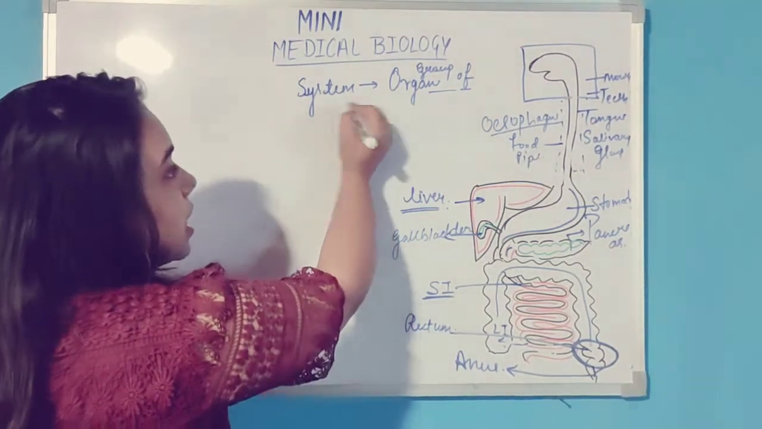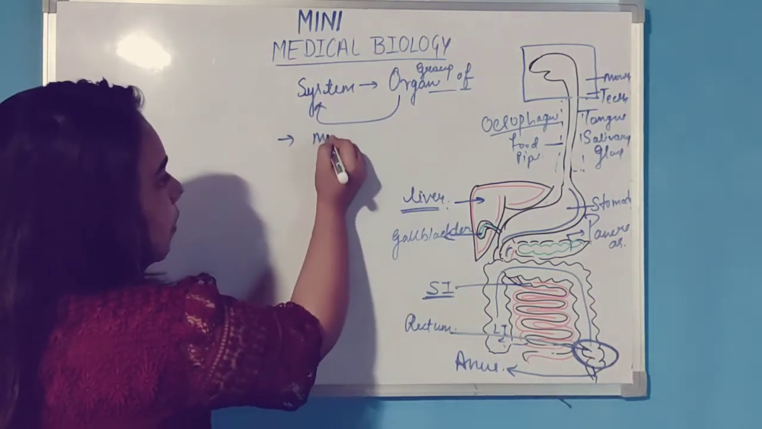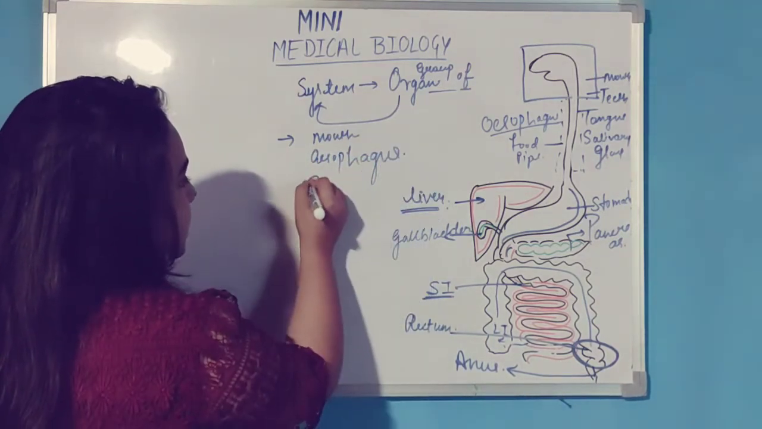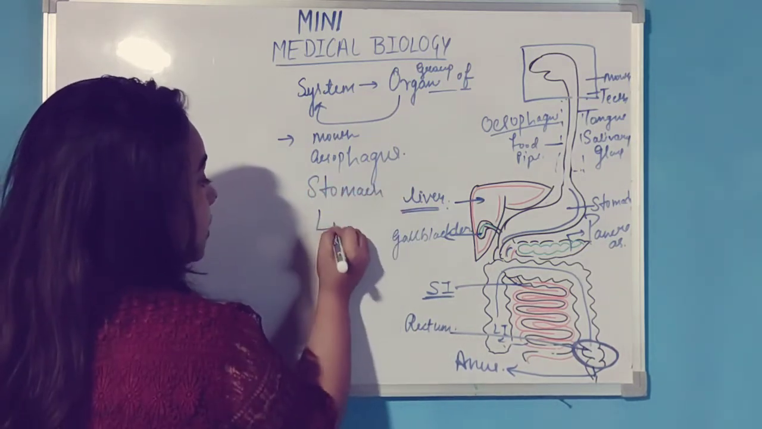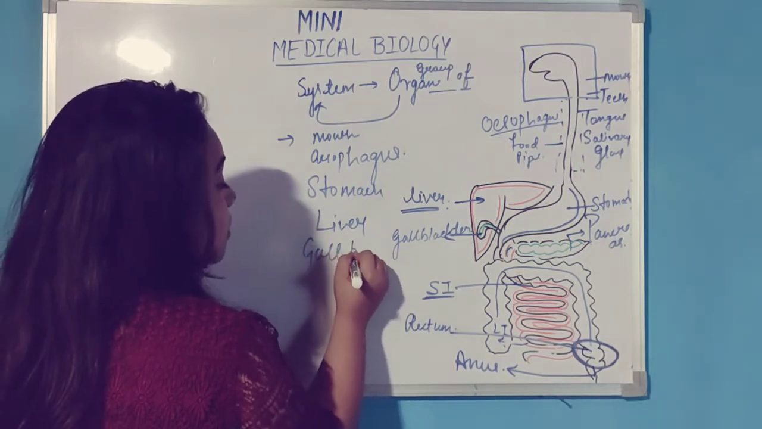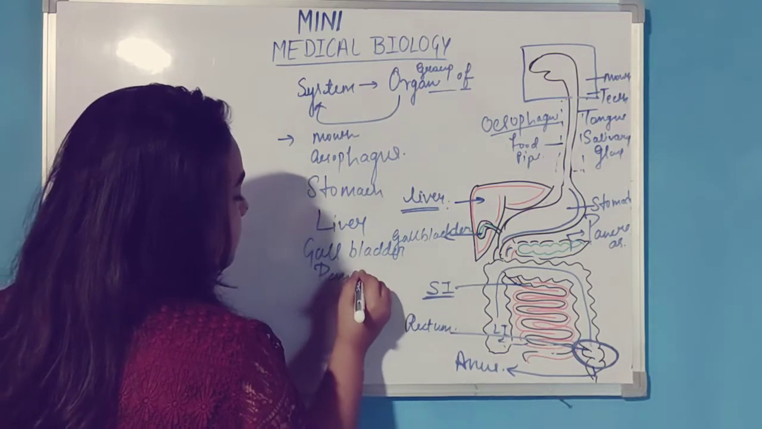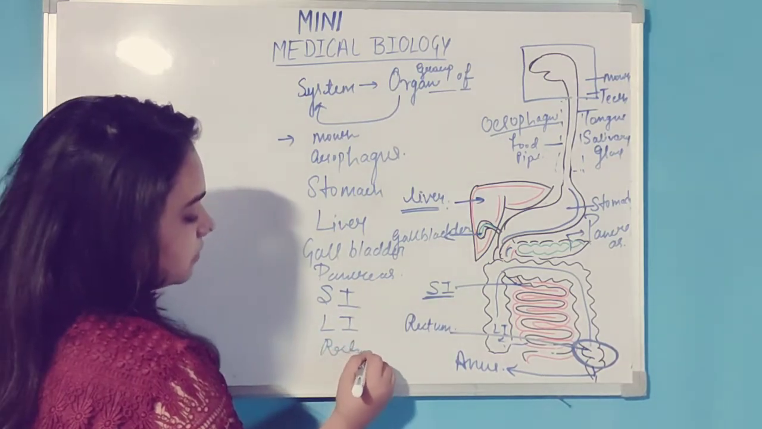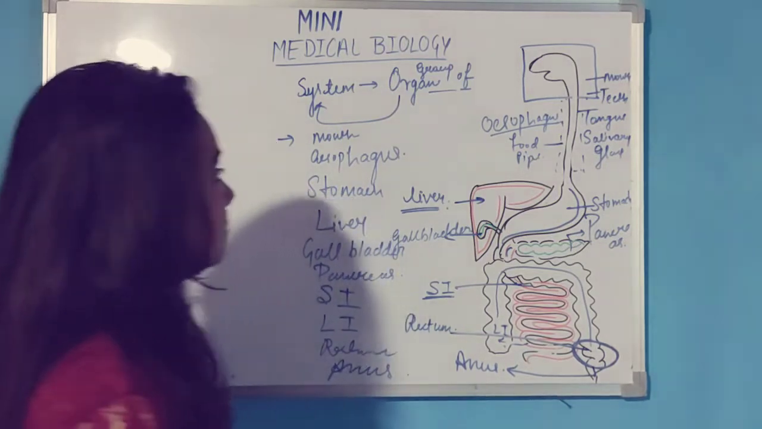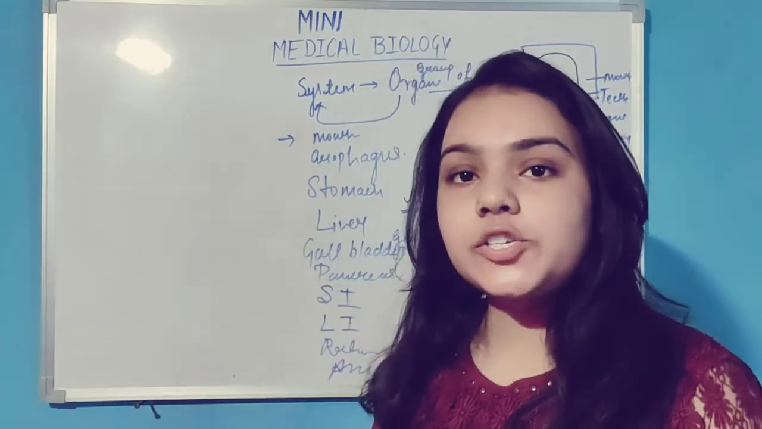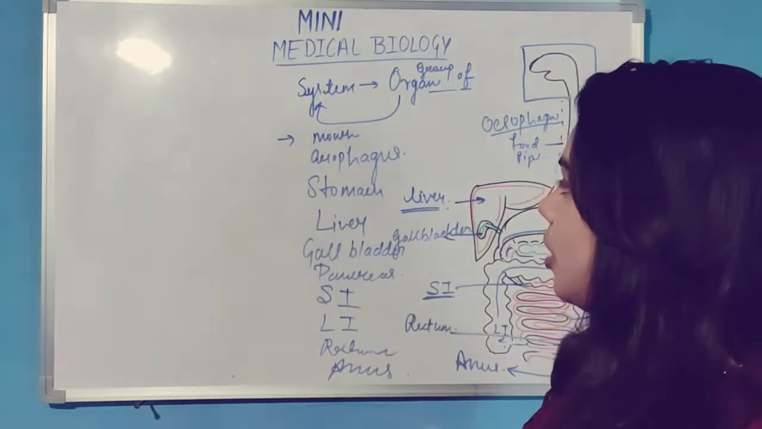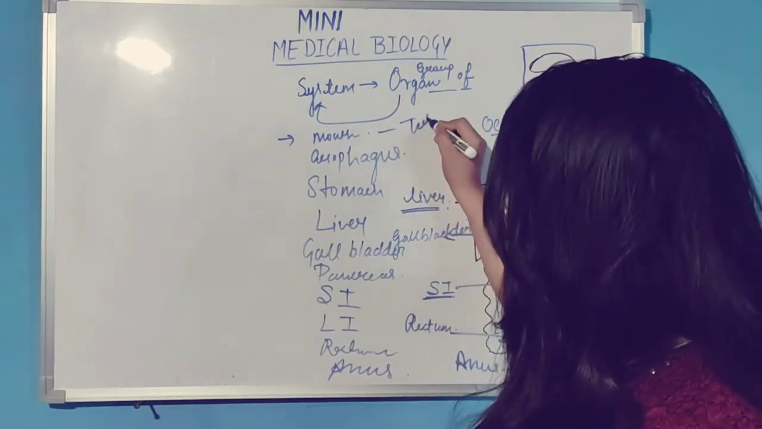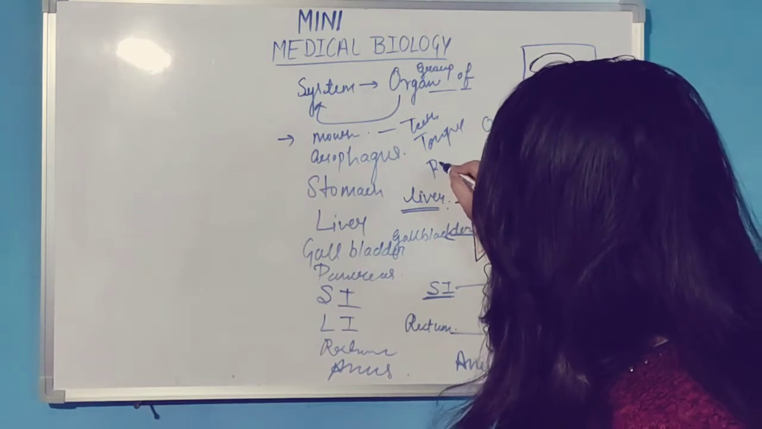The organs that compose this digestive system are your mouth, then esophagus, then stomach, liver, gallbladder, pancreas, small intestine, large intestine, rectum, and anus. Now I'm going to tell you the basic function of each of the organs. So what is the function of the mouth here? The mouth, I told you, consists of teeth, tongue, and salivary gland.